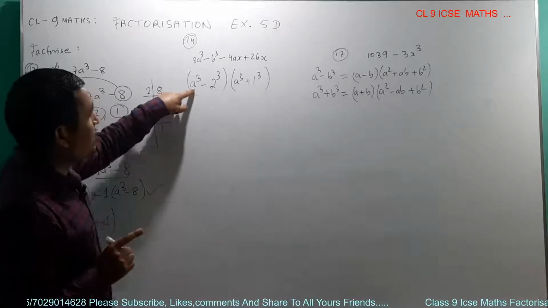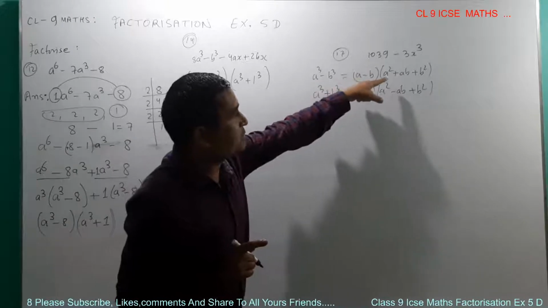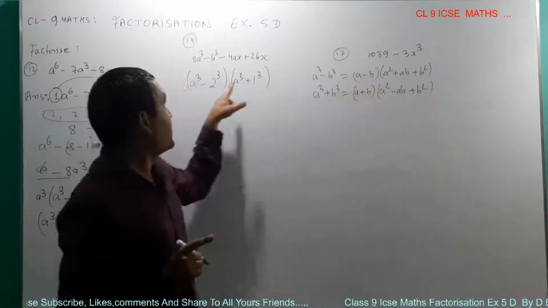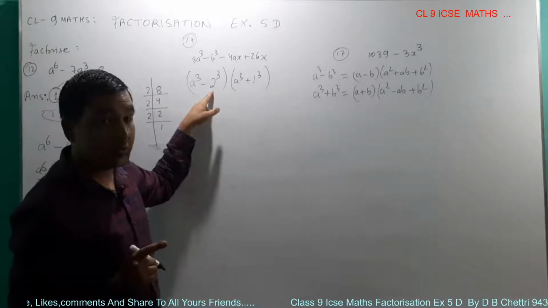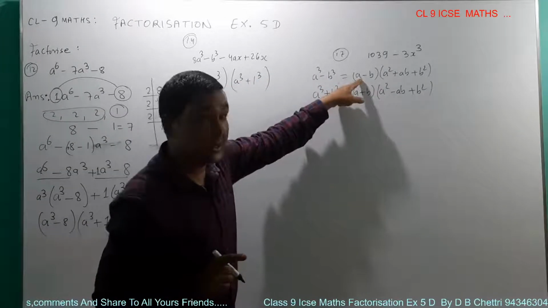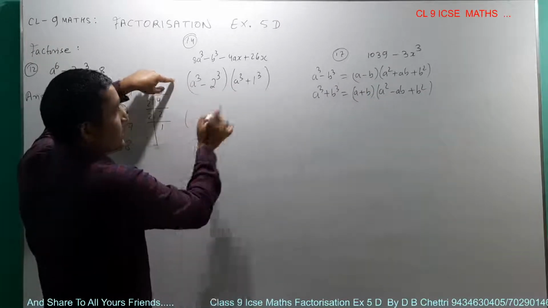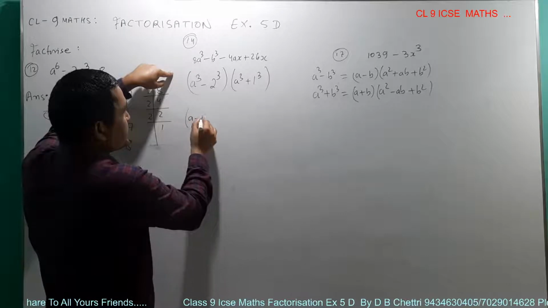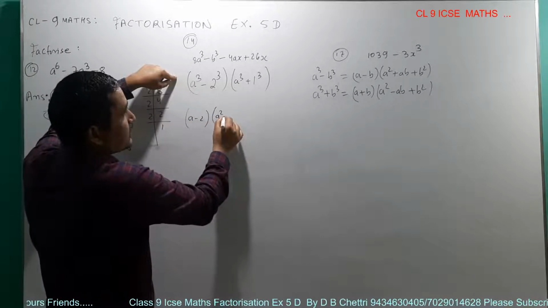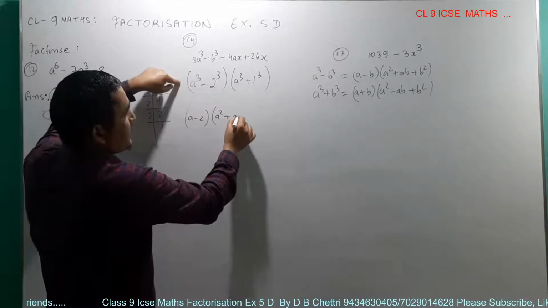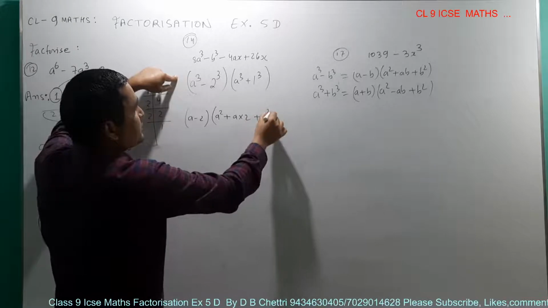Now a cube minus b cube. The a cube minus b cube formula is a minus b, a square plus ab plus b square. In this formula we are going to replace a by a itself and b by 2. Now a minus b, so a minus 2, multiplied by the next bracket: a square plus a into b, a into 2, so 2a, plus b square, means 2 square.